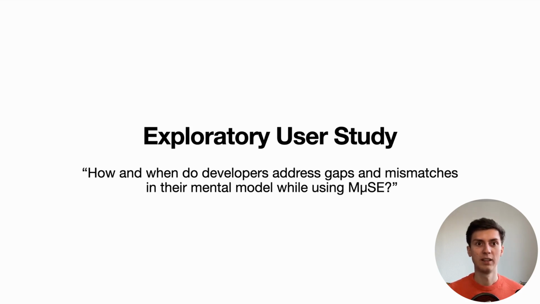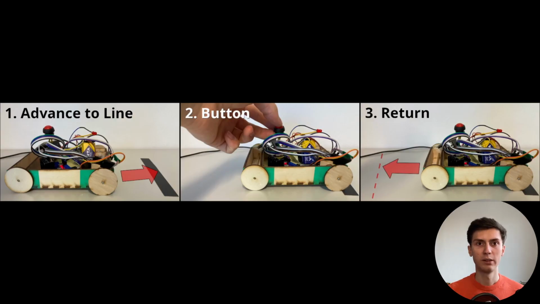To evaluate MµSE, we conducted an exploratory user study where participants had to program their own embedded system. Our first research question is, how and when do developers address gaps and mismatches in their mental model while using MµSE? To evaluate this research question, we gave participants a robotic car and the following task. The car should first drive forward until its light sensor detects a line, then stop and wait for a button to be pressed, which triggers it to drive back to its initial position, which is stored using its motor encoders.